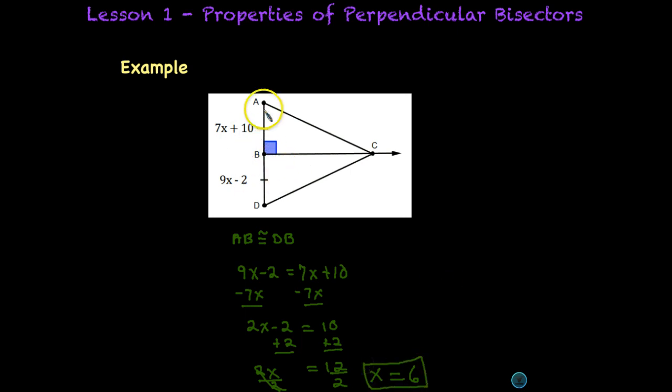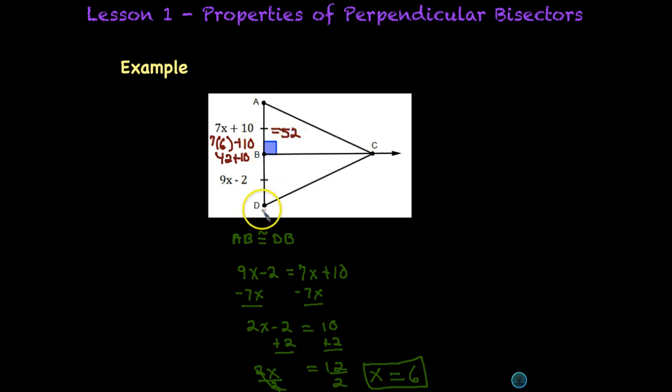Then if I needed to find the length of these segments, I can just substitute 6 in here for x. So if I were to do that on this first one, I would have 7 times 6 plus 10. 7 times 6 is 42, and then 42 plus 10 would give me a side length of 52.